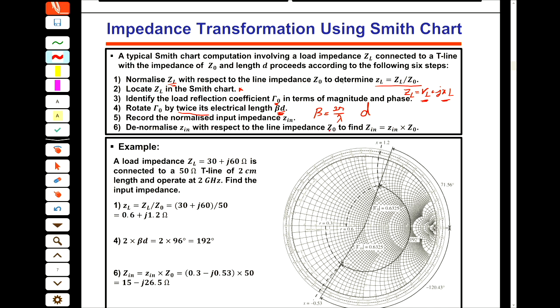And then you find the new point. And then at that new point, you can just directly look at the value for the Z in at that point, and then find the Z in, but again, denormalizing the value that you read on this image.